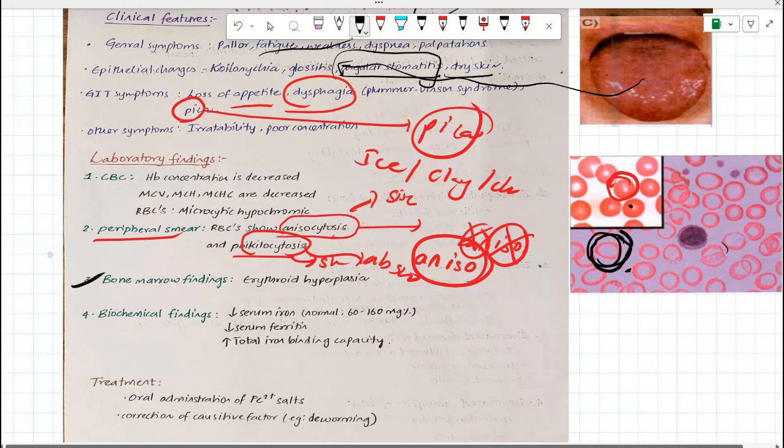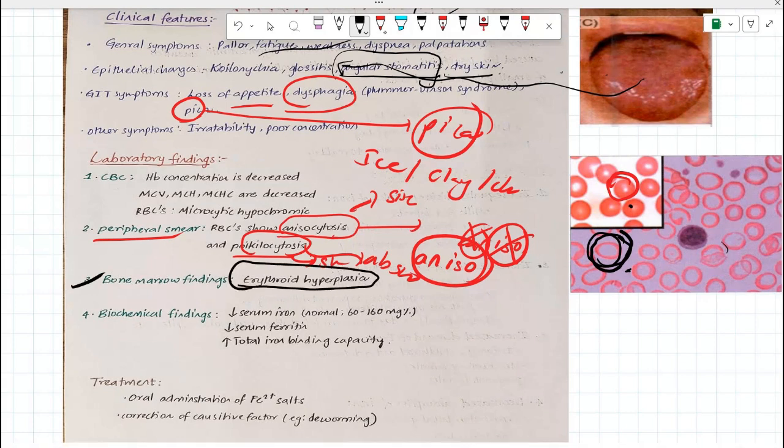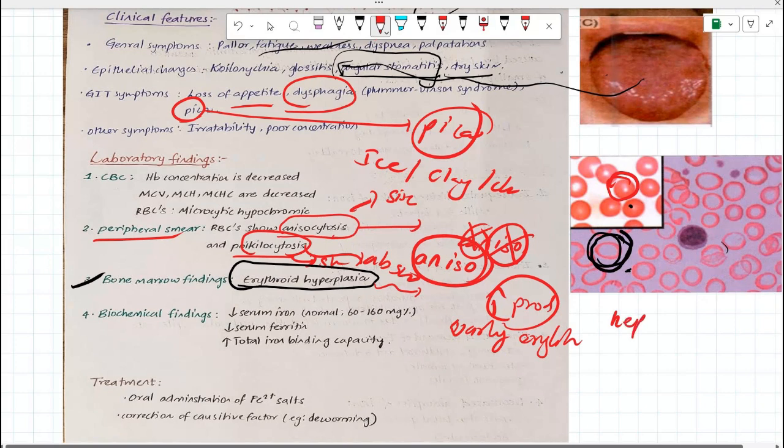And the bone marrow findings include erythroid hyperplasia. Now, what exactly is erythroid hyperplasia? Erythroid hyperplasia is nothing but the increased production of the early erythroblasts. To be in short, early erythroblasts. So, the hematopoietic stem cells will be increased in erythroid hyperplasia.